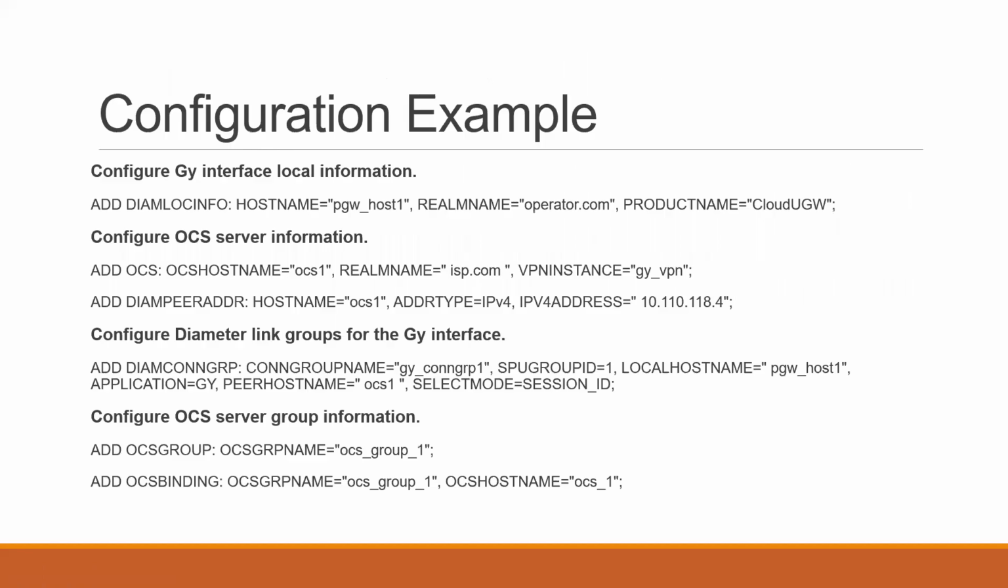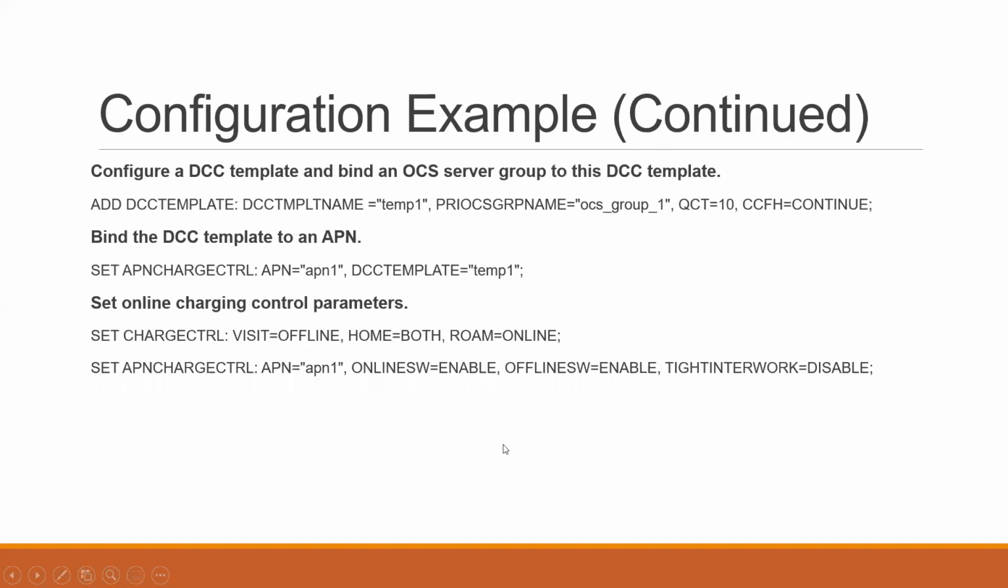Right, next come the configuration examples. Okay, so this is how you're going to configure a Diameter local information, specify the host name, realm name, then the OCS server information. You're going to mention the name of the OCS, you're going to mention realm name, and you're going to mention a VPN instance. Then you have to map that host name with an IP address. Then you link your OCS with your local PGSN name, and then you can configure basically a group and you add different OCSs into this OCS group.